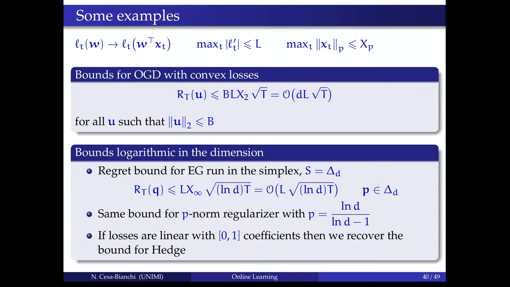And interestingly enough, you can get the same effect, the same logarithmic bound, if you pick the squared p norm instead of the entropic regularizer, and then you pick a certain value for this p, of the order of log of the dimension, very close to one, slightly bigger than one. You can get exactly the same bound.